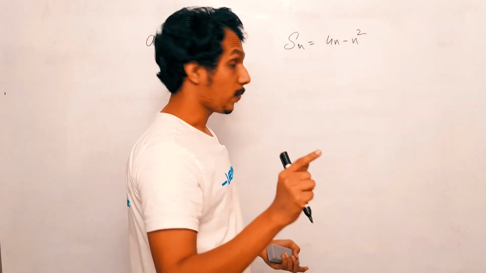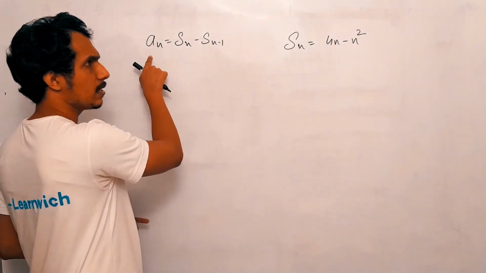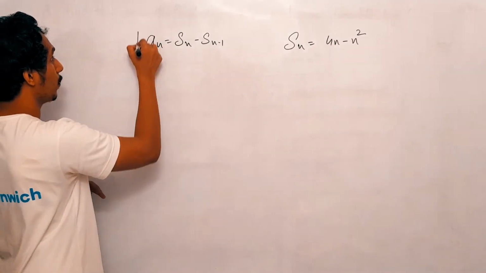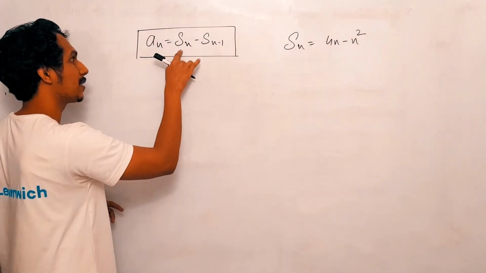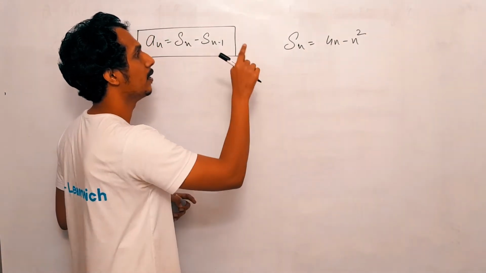Okay, so let's finish the question. The question was not finished yet. We just discovered that An is equal to Sn minus S of n minus 1. Don't forget, if you want to find out the 10th term, then that will be sum of 10 terms minus sum of 9 terms. We discussed that concept earlier.